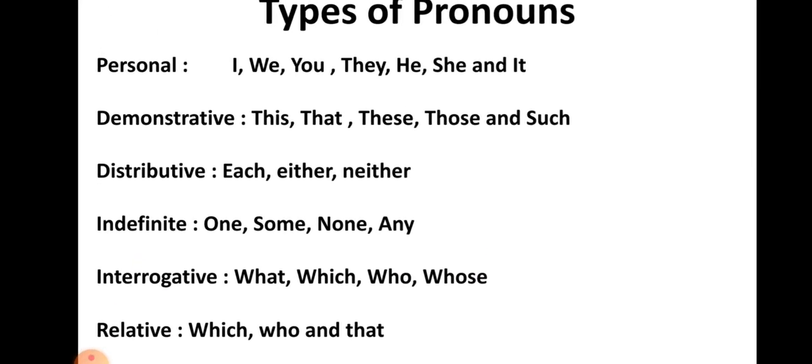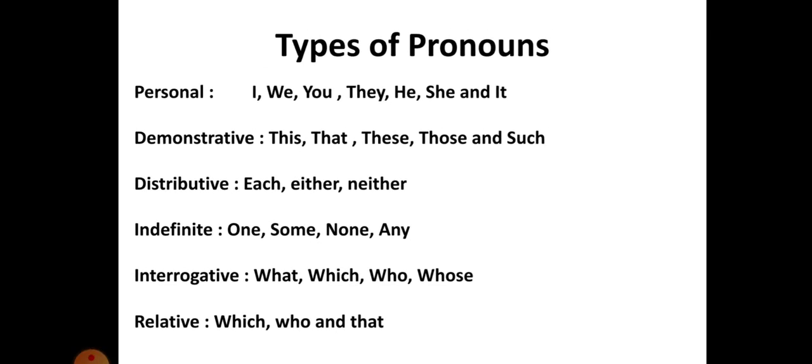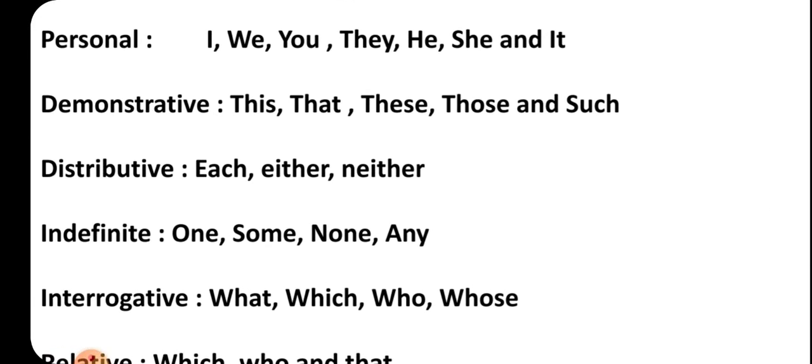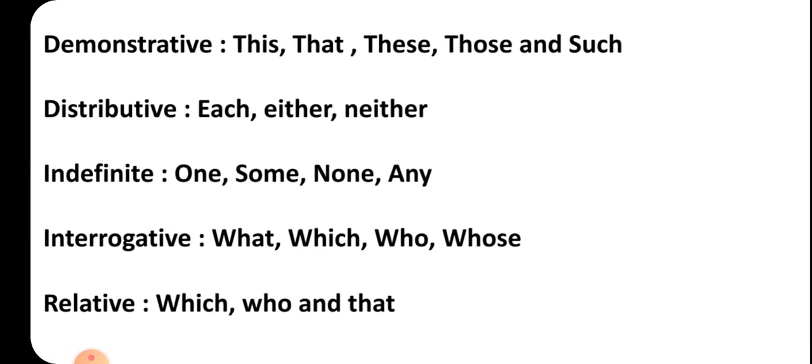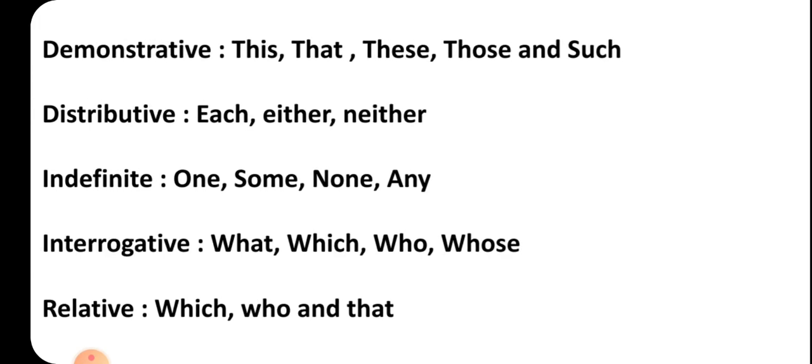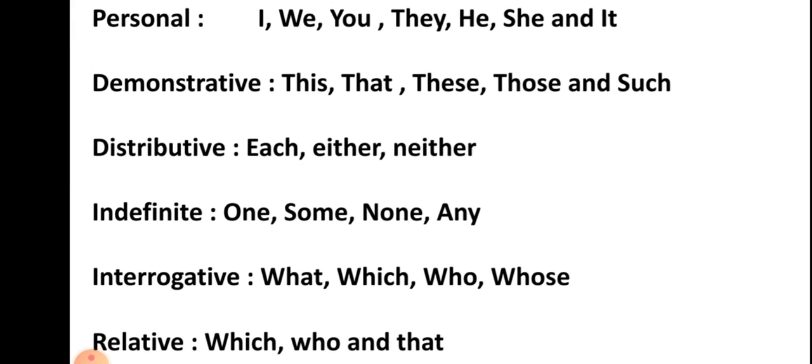Types of pronouns. There are different types of pronouns: personal pronouns, demonstrative, distributive, indefinite, interrogative, and relative. Personal pronouns are I, we, you, they, he, she, it. They are known as personal pronouns. Demonstrative: this, that, these, those, and such. Distributive: each, either, and neither. These are some of the examples of distributive pronouns. Indefinite: one, some, none, any. Interrogative: what, which, who, and whose. Relative: which, who, and that.